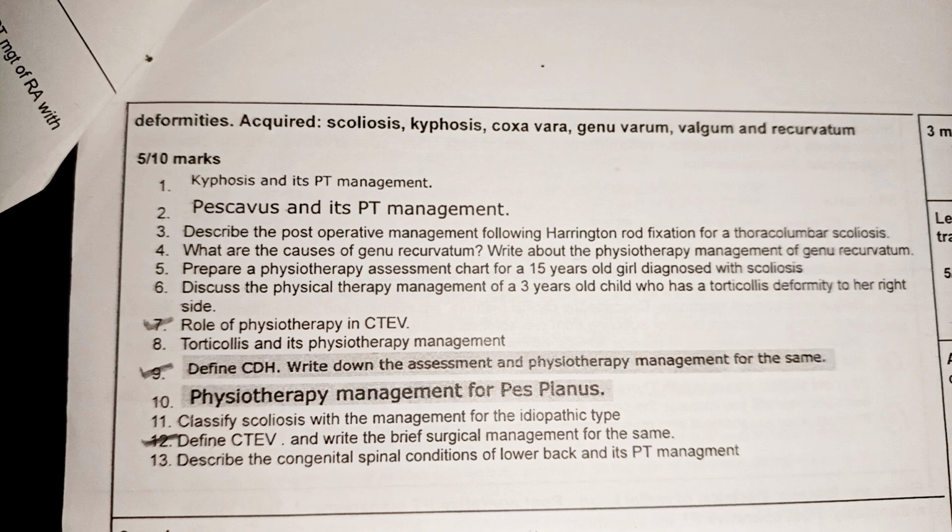Third one, describe the postoperative management following Harrington rod fixation for a thoracolumbar scoliosis. Fourth one, what are the causes of genu recurvatum? Write about PT management of the same. Fifth one, prepare a PT assessment chart for a 15-year-old girl diagnosed with scoliosis.